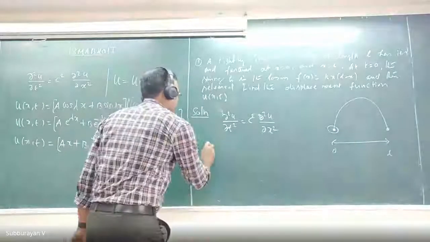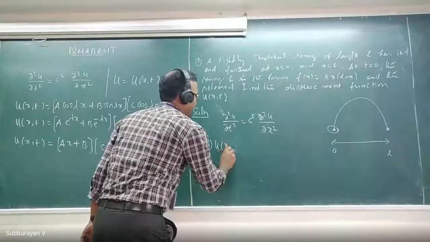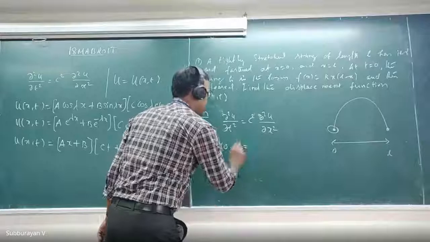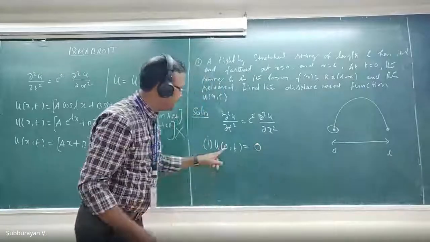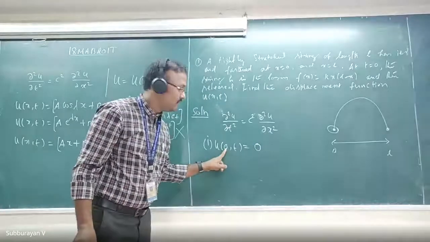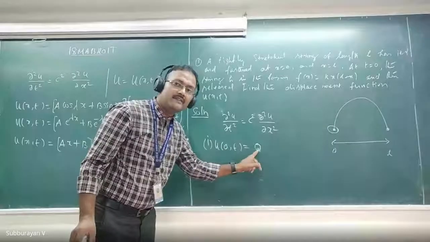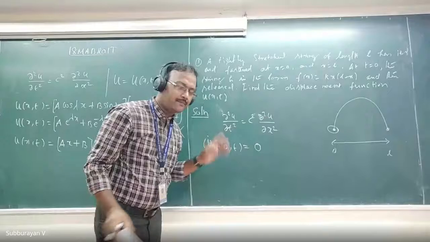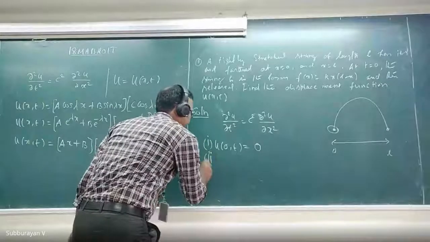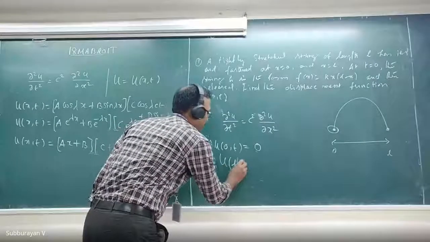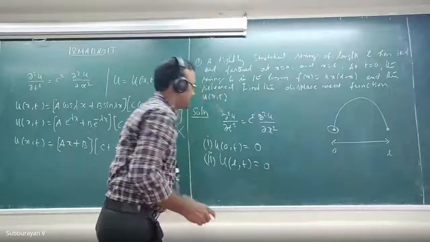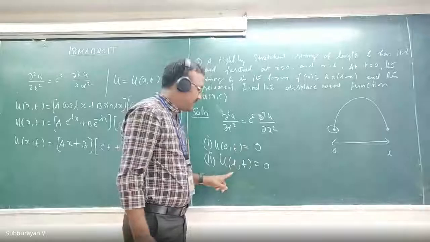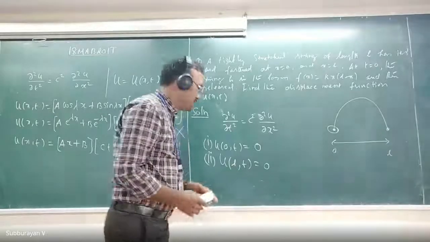At this end there is no displacement. Therefore, the first condition is u(0, t) equals 0. This 0 represents there is no displacement at x equal to 0. The second condition is u(L, t) equals 0, that is, there is no displacement at x equal to L.